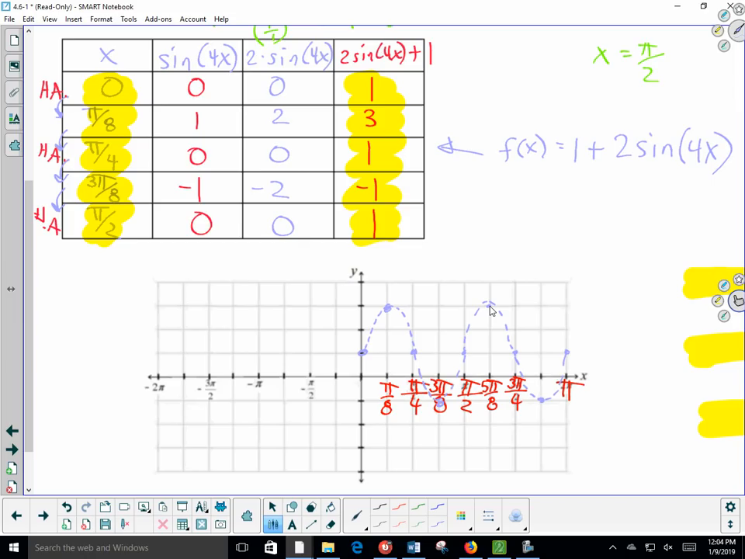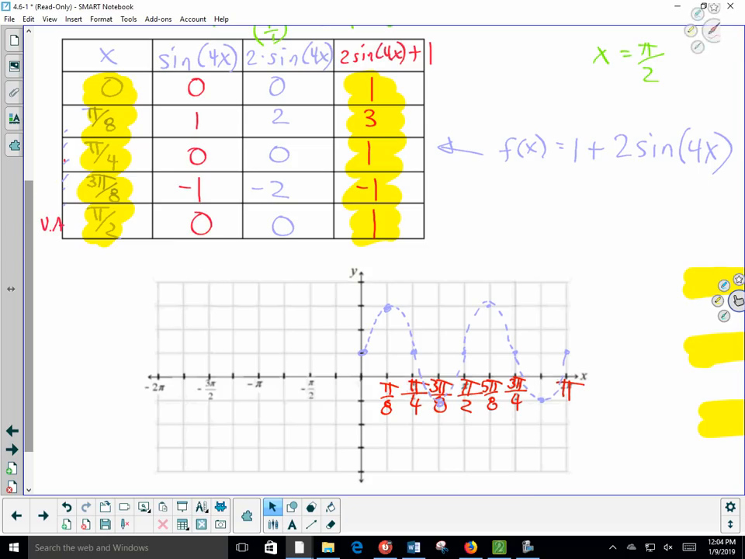And then I want to draw in my vertical asymptotes. I'm sorry, yeah. Ooh, big mistake there. My apologies. We'll get to horizontal asymptotes another time, like in chapter 2. They're not associated with trig. So I meant to say vertical asymptotes, right?